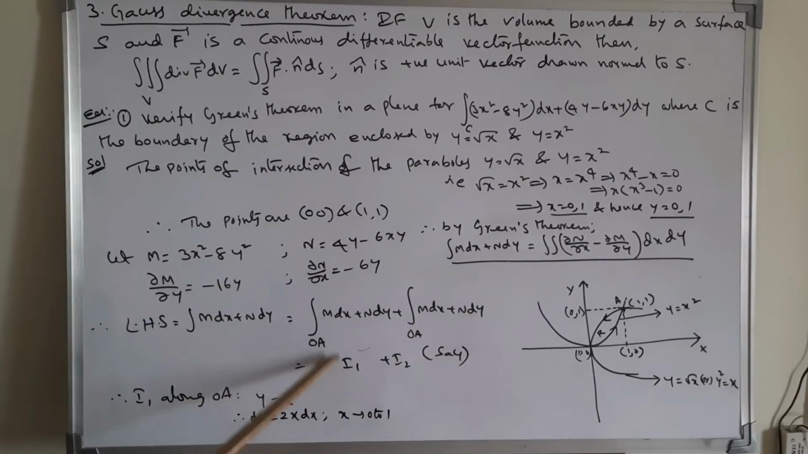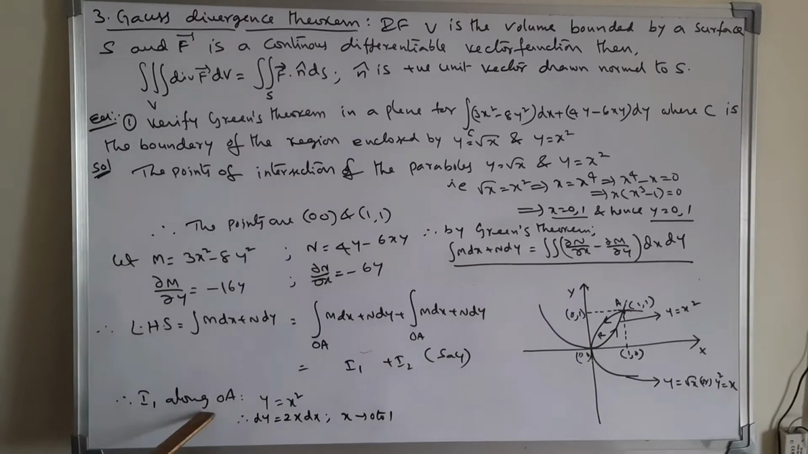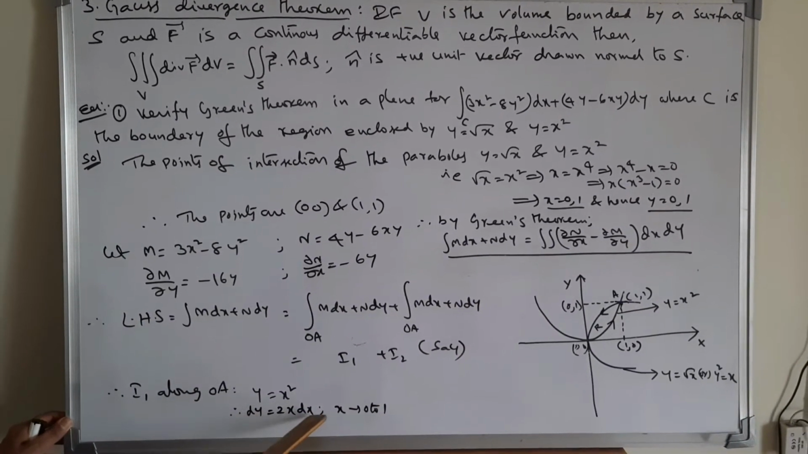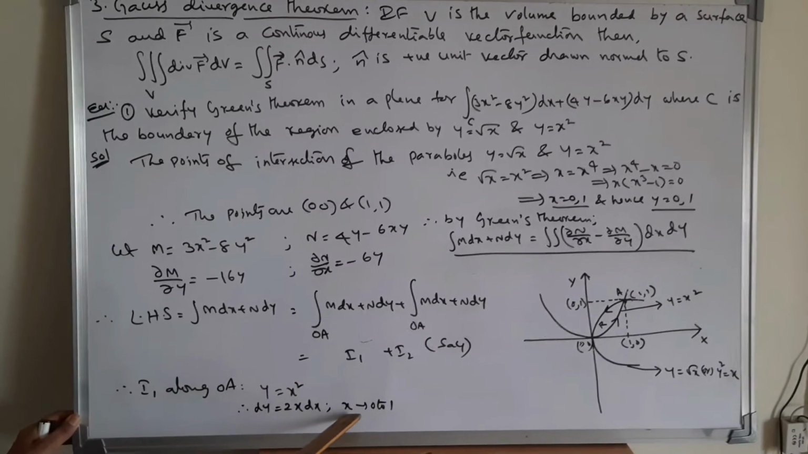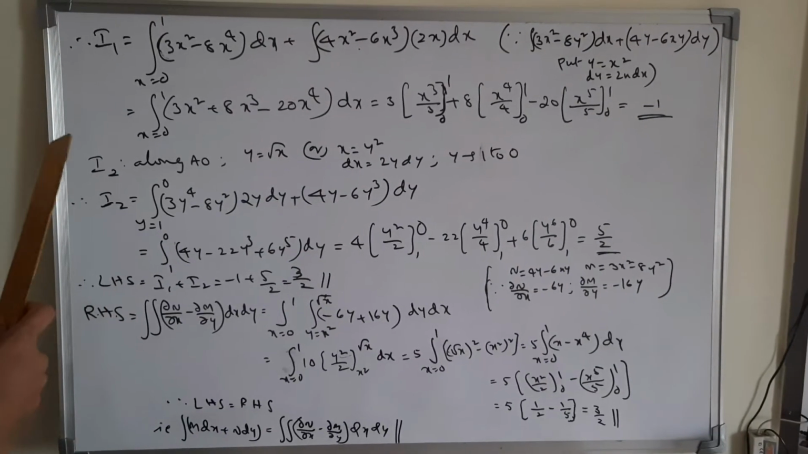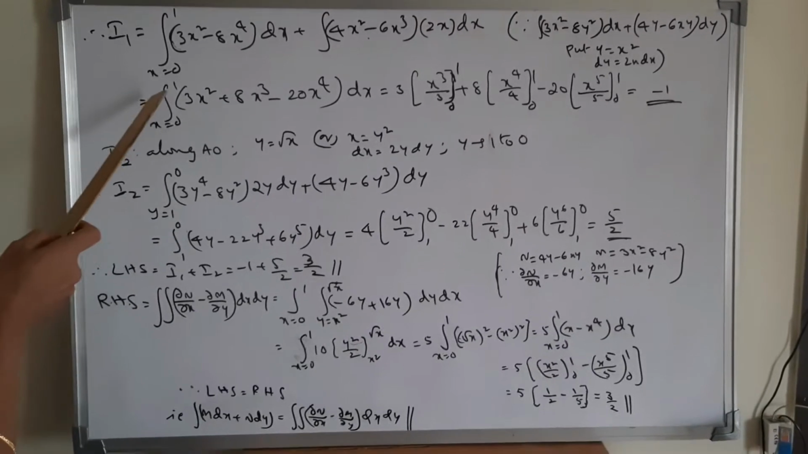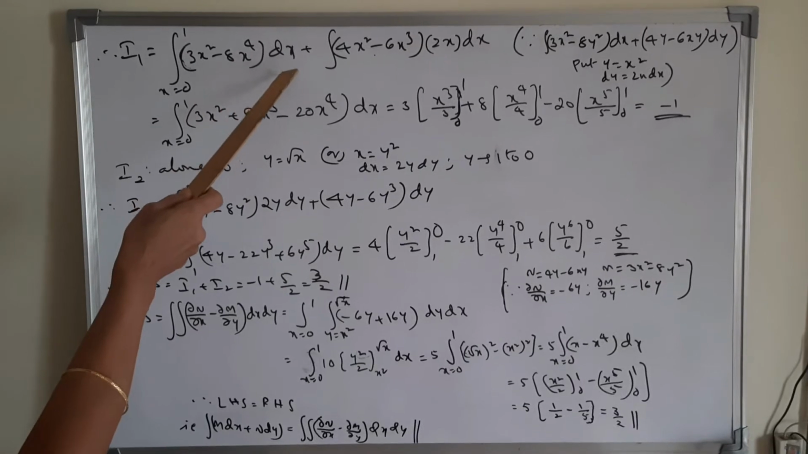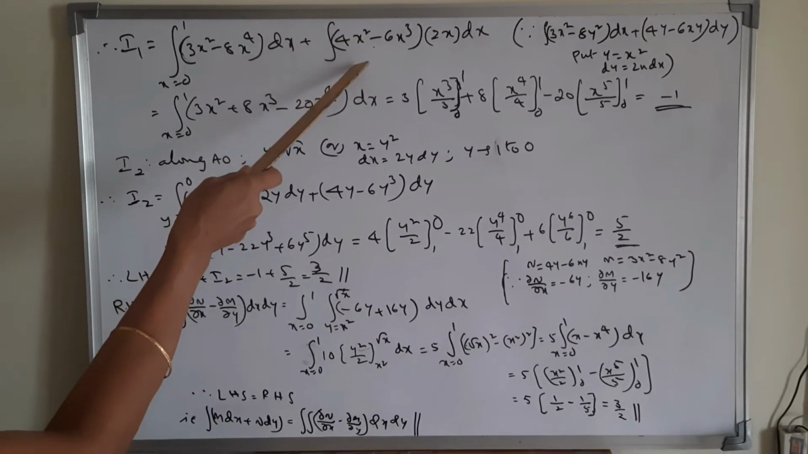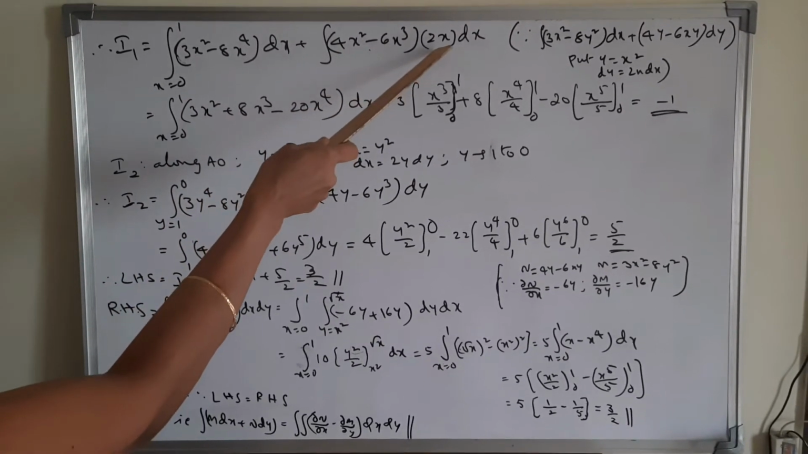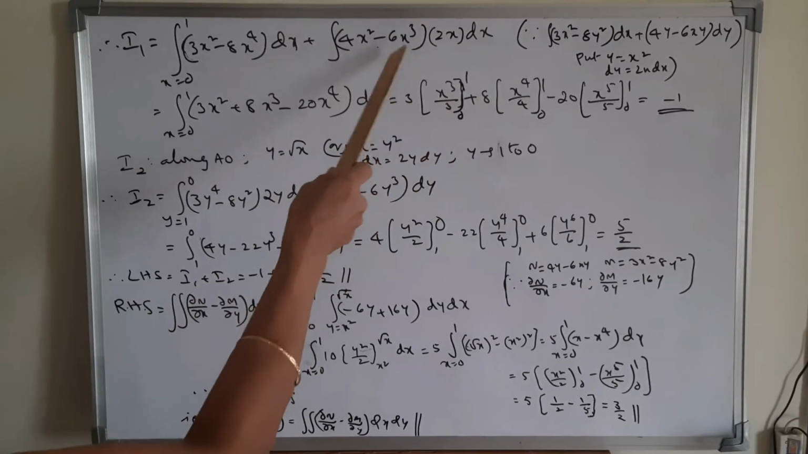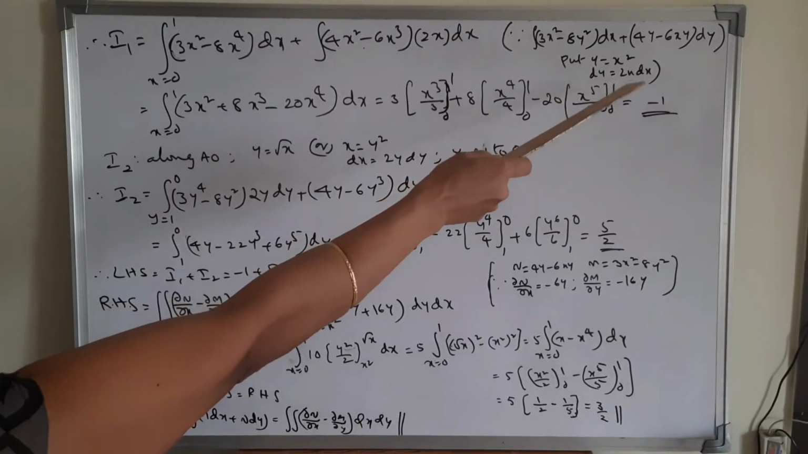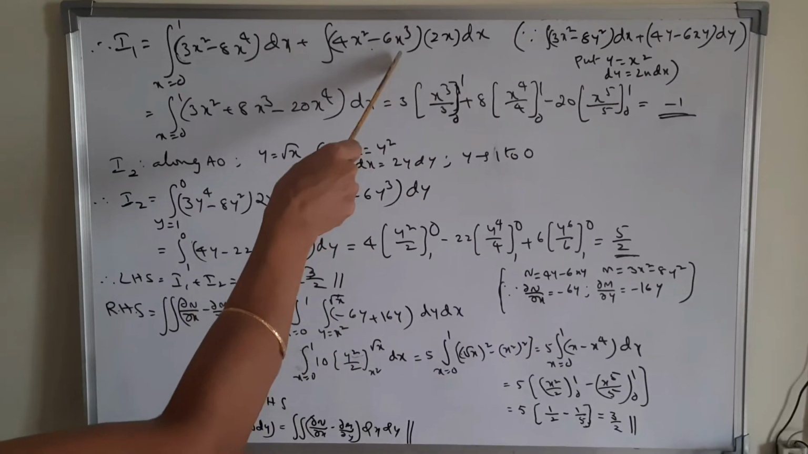So first I have to calculate I1 along OA, where y is equal to x square. Therefore dy is equal to 2x dx. Here x varies from 0 to 1. Therefore I1 is equal to the integral from x is 0 to 1 of (3x square minus 8x to the power of 4) dx plus the integral of (4x square minus 6x cube) into 2x dx. These values are substituted in the given integral, that is y is equal to x square and dy is equal to 2x dx. We have to substitute, then only we get this.